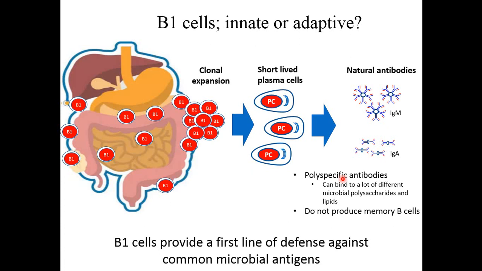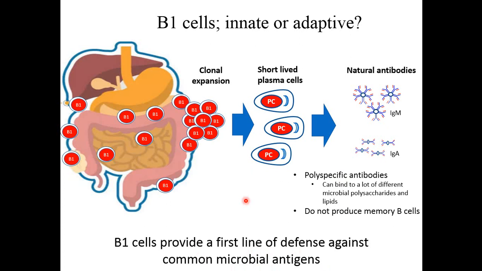We will see that there is a subgroup of T cells which act in a similar fashion. We will see it in the next class. So we do have cells which are not completely innate, they are not completely adaptive, they are somewhere in between. And it's believed that they provide the first line of defense against a lot of microbial antigens. So that is the story for B1 cells.